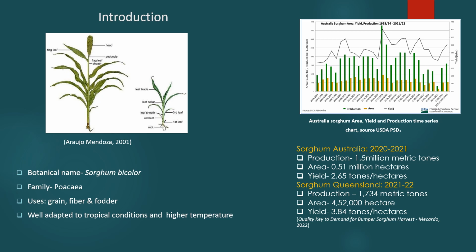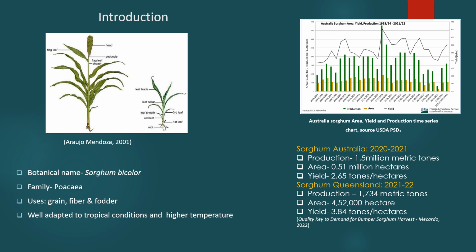As you can see from the graph, sorghum output in Australia was anticipated at 1.35 million metric ton in 2020 to 2021. The area was predicted to be 0.51 million hectares. Yields were projected at 2.65 tons per hectare, an increase of 0.65 ton per hectare or 33% over the last year. The significant rebound in production is due to much improved precipitation compared to the last season.